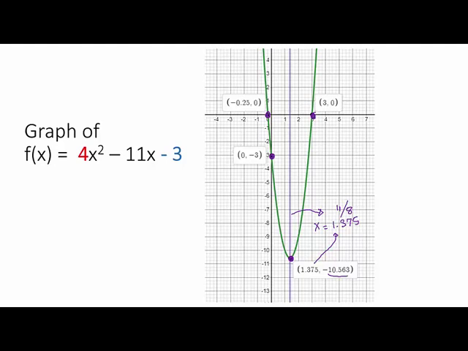Let's look at some problems together now. These are the problems that we solved together.